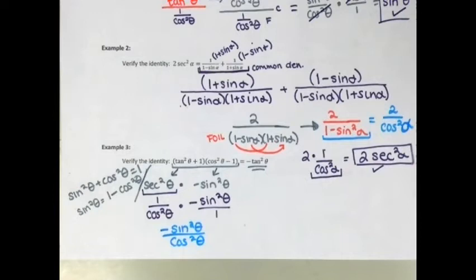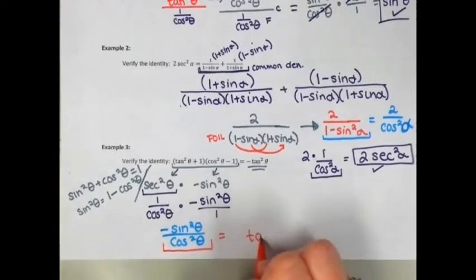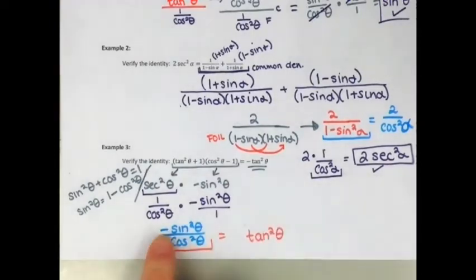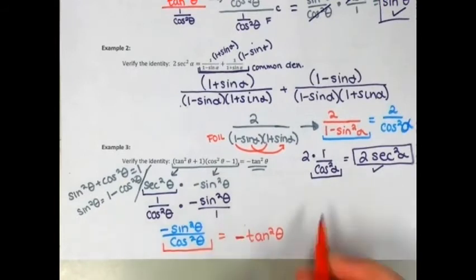And now what do we know about sine squared over cosine squared? It is equal to tangent squared theta, but we have the negative, so it is a negative. So is that what we wanted? Yes, it is. So we're done.